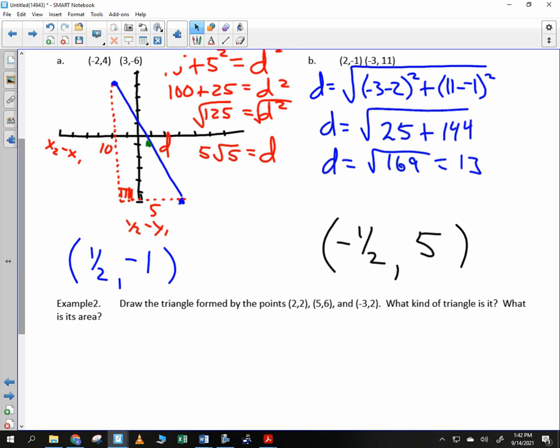For the next one, you should have negative 1/2, 5. Are we okay with that? Questions there? What's that?